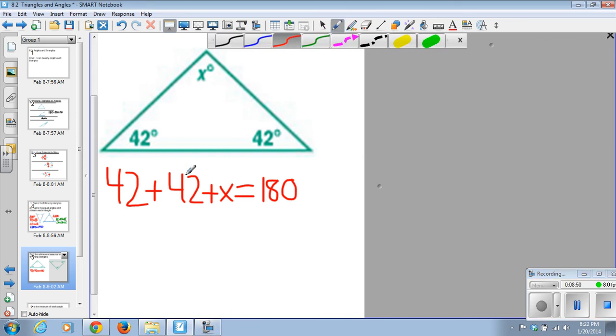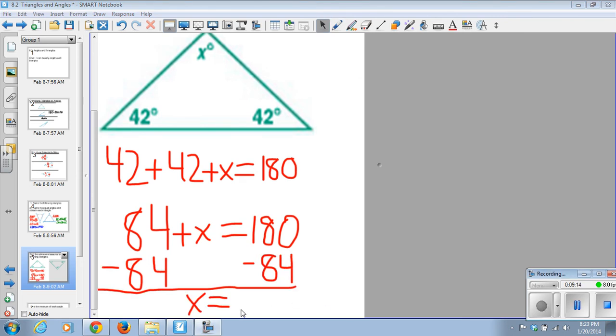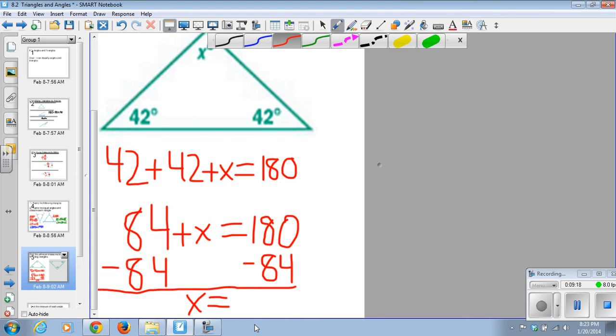So we combine like terms on the left side. 42 plus 42 equals 84. So we have 84 plus x equals 180. And then for our one step after that, we subtract 84 from both sides, and we'll get our missing amount. So we end up with x equals 96. And we'll get that written here.